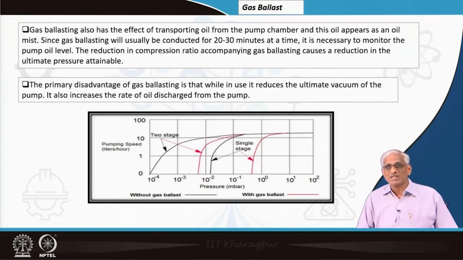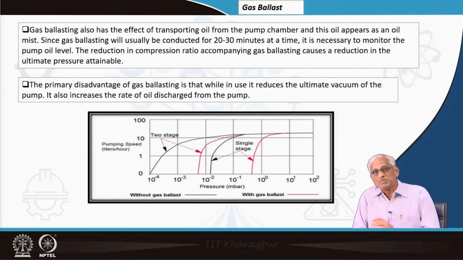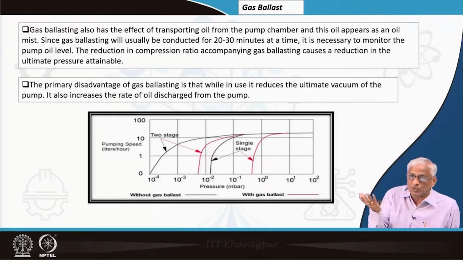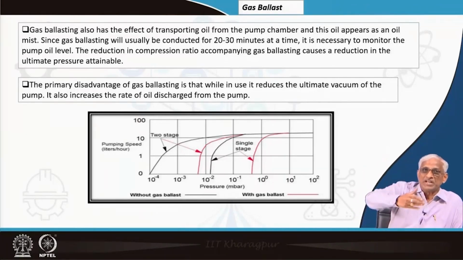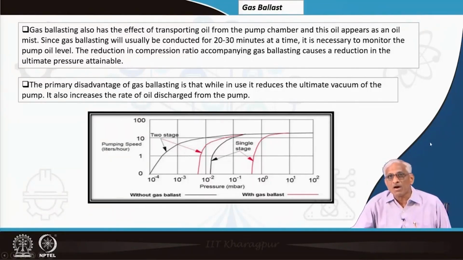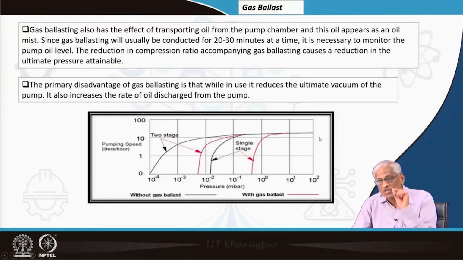With and without ballast, single stage and two stage pumping speed variations are given here. So, this you can easily read slowly. With and without gas ballast, what will happen to the ultimate vacuum, what will be happening to the pumping speed variations with pressure. But whatever is there as a constant pumping speed up to 1 torr, that is what most of the time manufacturers will give you. That is the real positive displacement pump.